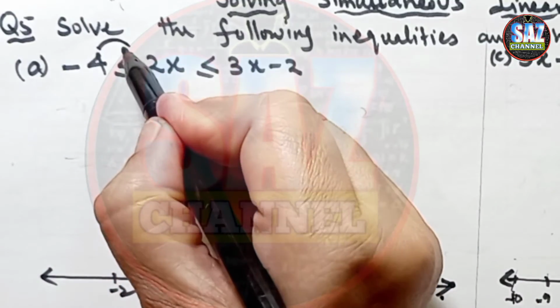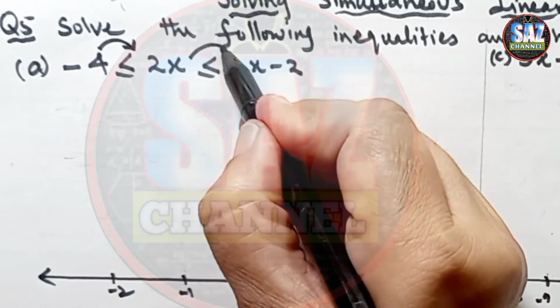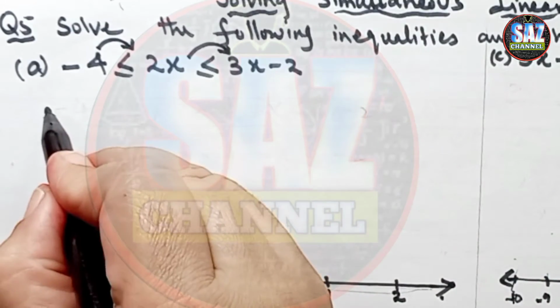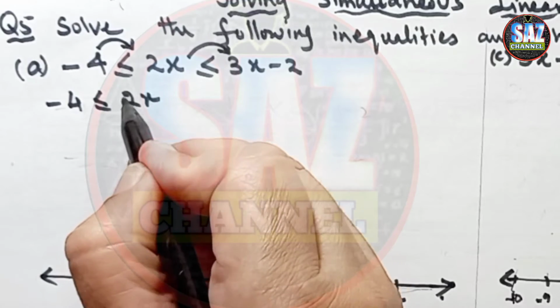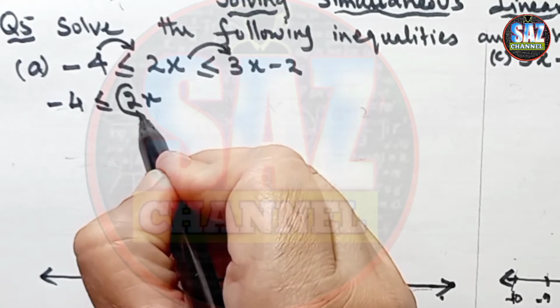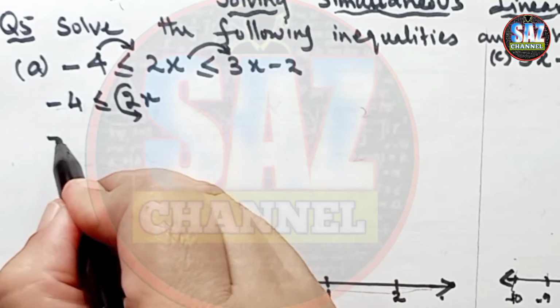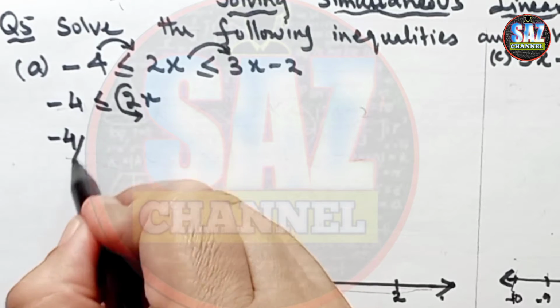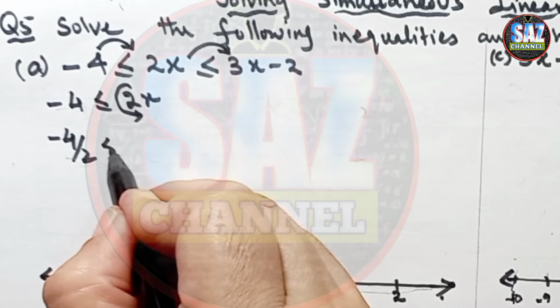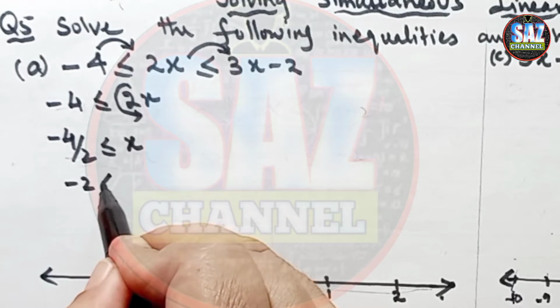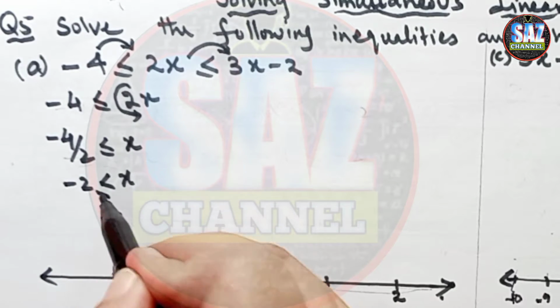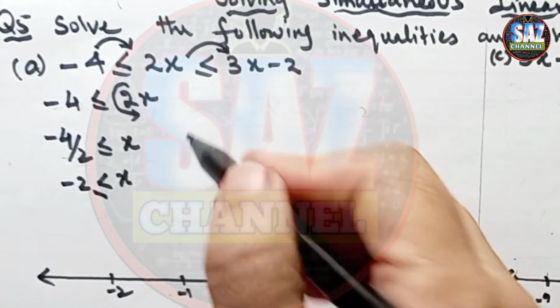First of all, divide the given expression in two parts and solve them separately. Minus 4 is less than equal to 2x, and here x is multiplied by 2. Shift this 2 to the other side. Minus 4 upon 2 is less than equal to x, or minus 2 is less than equal to x, or x is greater than equal to minus 2.